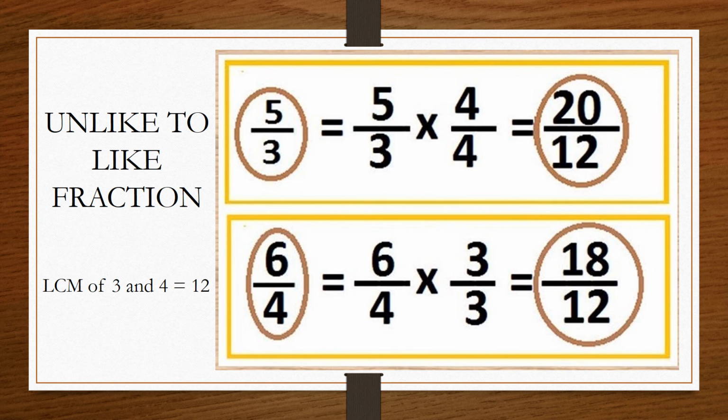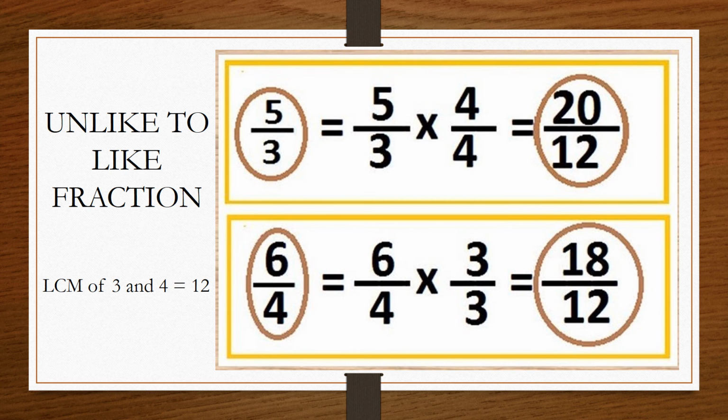How to change unlike to like fractions? There are 2 methods. One method, you have to see the denominators and you have to make the denominator equal to the LCM of both the denominators. Now here the fractions are 5 by 3 and 6 by 4. Now you can see the denominators are 3 and 4. They are different. So how to make it into like fractions? You make the denominator same.